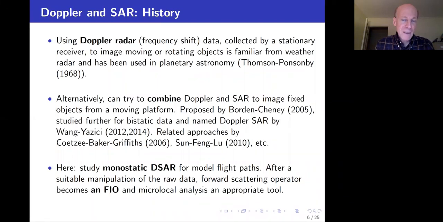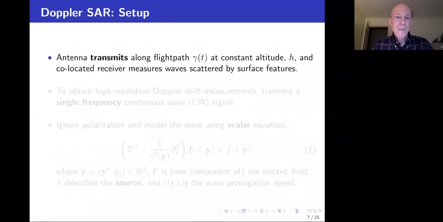So let's now describe this in a little bit more detail. So we have the following picture. We have an antenna moving along, again, either an airplane at some altitude or a satellite in near Earth orbit. So this antenna moving along a flight path gamma of t, and we'll pretend that it's at constant altitude h. And again, we're going to pretend that the Earth's surface is flat at altitude 0. And along with the transmitter, there's a co-located receiver, which will measure the waves which are scattered off of the Earth and come back to the receiver.